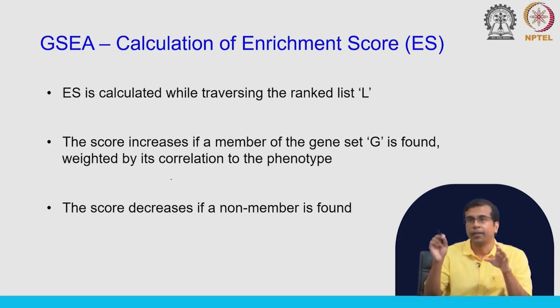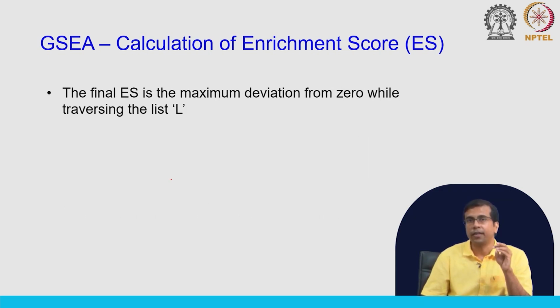You are looking at the rank list, you are considering these genes from the gene set, and you are counting whether there is a match. If there is a match, you have an increase in score. If there is no match, then there is a decrease in score. So, how do you calculate the final score? This final ES is the maximum deviation from 0 while traversing the list L.